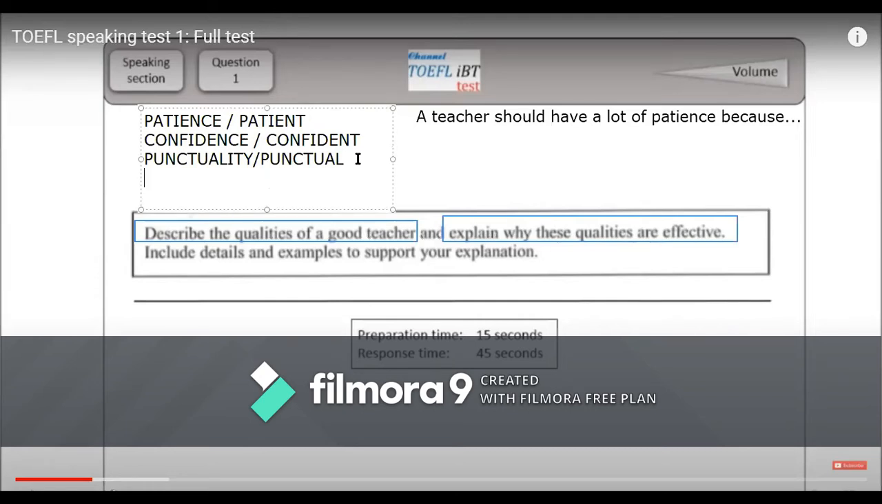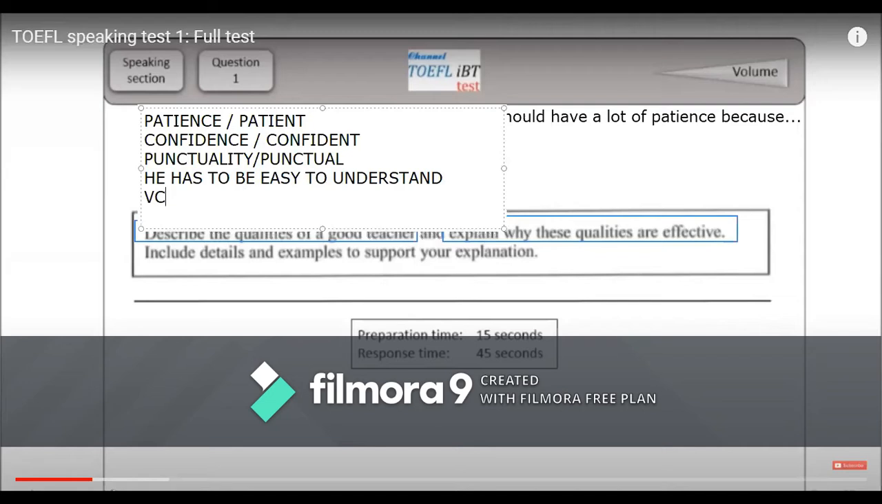Clear. He has clear explanation. Easy to understand. It has to be easy to understand, or you can say clear. It has to be clear when explaining things. I think a teacher should be clear when explaining things. She should be clear. And now you have to say why.